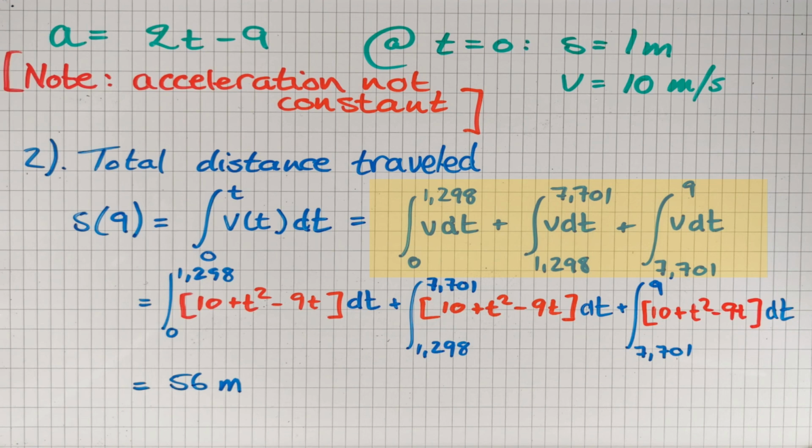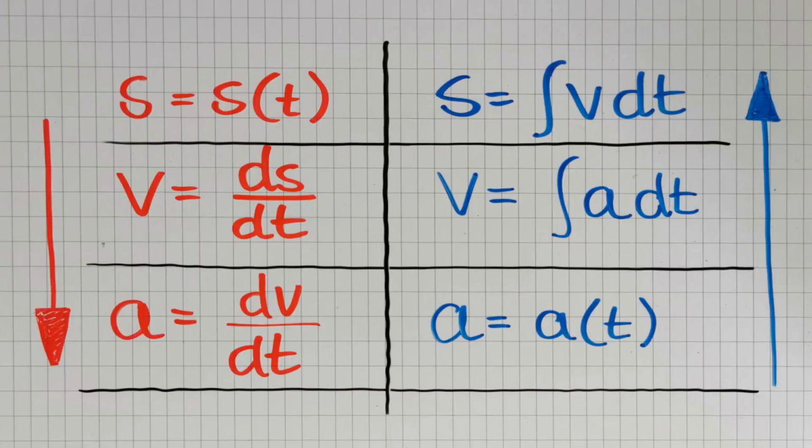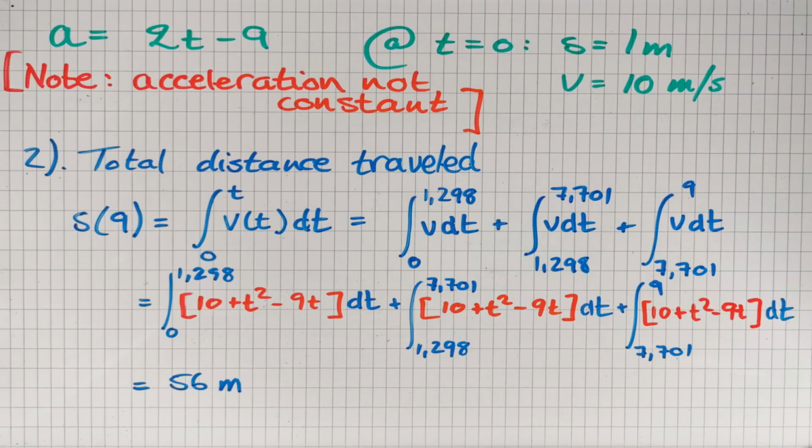So we once again integrate velocity to get our position. And if you remember this table, this is where we can see that we need to integrate velocity to get to our position. So we have an equation for velocity. We found that in our previous question 1. And so we can substitute that in for v. And we can integrate that, straightforward integration, just takes a bit of time. And we substitute in our boundary conditions and we get 56 meters. So the total distance traveled is 56 meters.